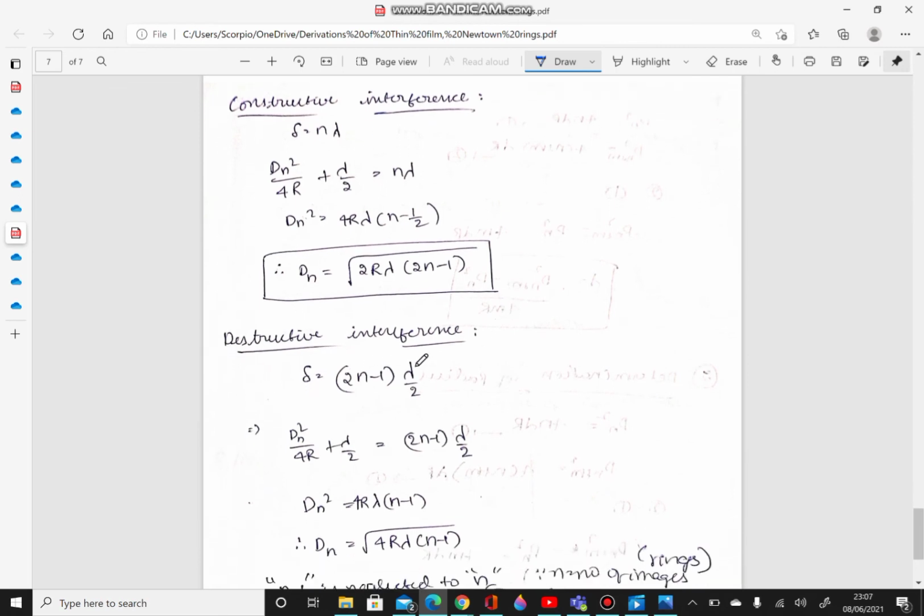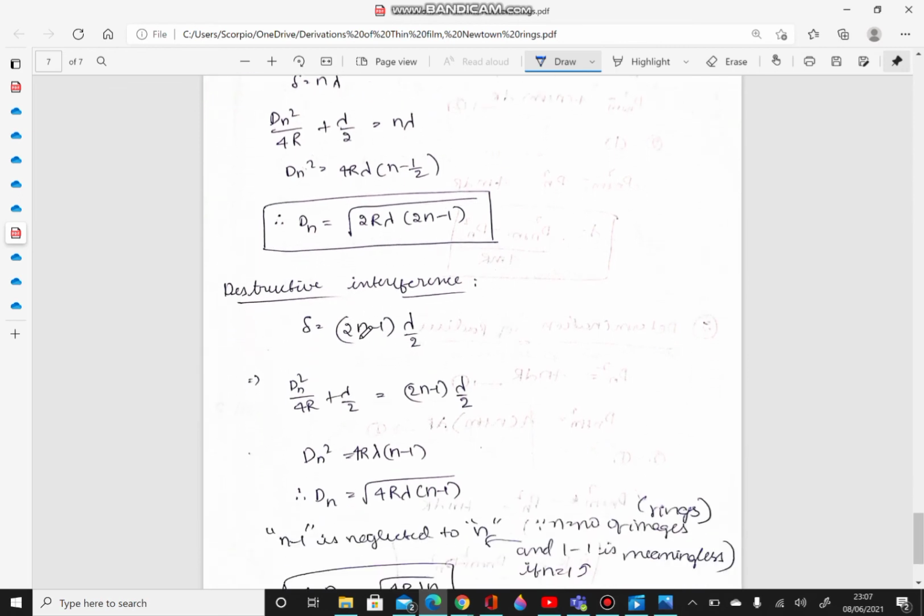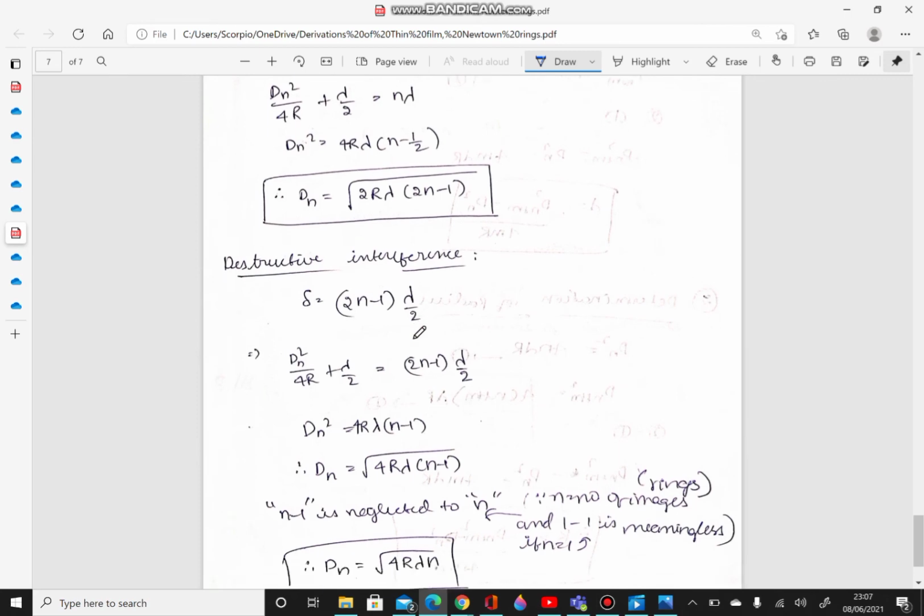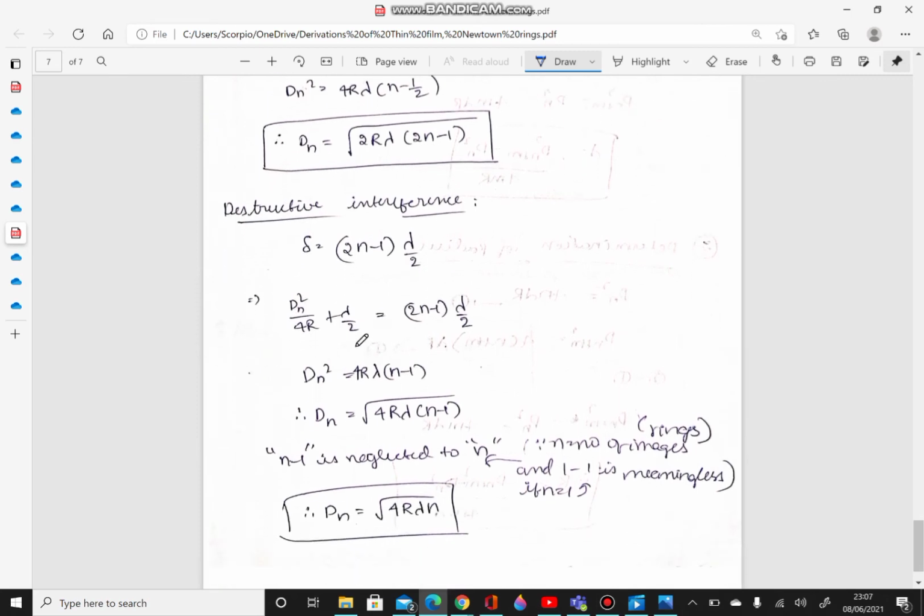For destructive interference, as we discussed before, the path difference is nothing but odd multiples of lambda by 2. We'll substitute this value in the equation we obtained for the path difference in this experiment, and on writing this, we'll get the equation for the diameter as root of 4R lambda into n minus 1. Here we're going to neglect minus 1 because we know that n is nothing but the number of rings formed. If n is 1, then n minus 1 has no meaning, it's meaningless. Thus, we're going to neglect that, which gives us the diameter as dn equals root of 4R lambda n.